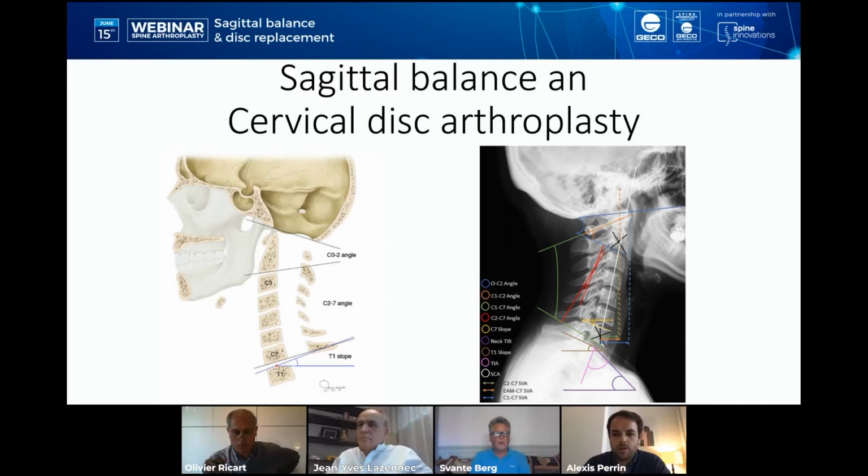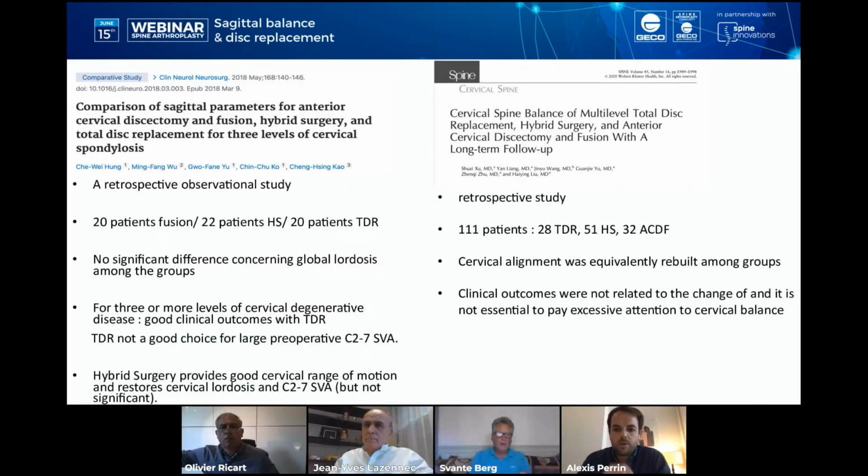Now let's talk about sagittal balance and cervical disc arthroplasty. Altered cervical alignment is a crucial factor in the progression of cervical myelopathy, adjacent segment disease, and neck pain. OC2, like you see on the left, and C2-C7 angles work inversely. The C7 slope has a predictive value for the shape of the cervical spine in the sagittal plane. The median value is about 20 degrees, and patients with a C7 slope greater than 20 degrees have a lordotic cervical spine. Two studies compared TDR, hybrid surgery, and fusion in multi-level cervical discectomy.